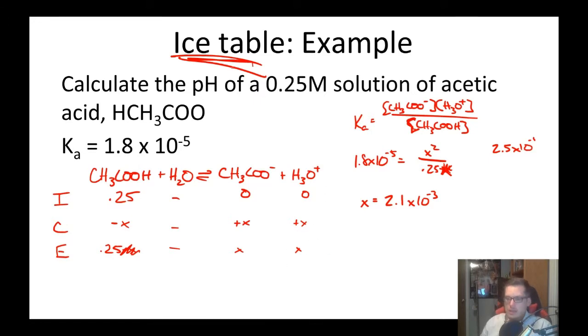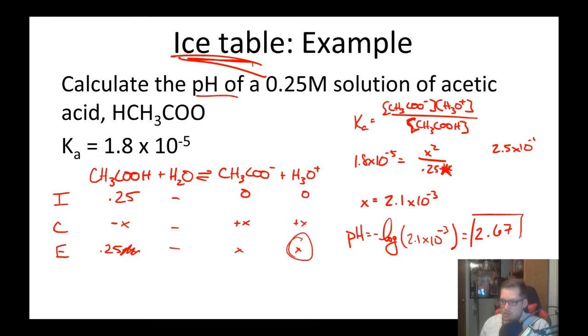And then it asked us, what's the pH of this solution? Well, remember, pH is equal to the negative log of the concentration of hydronium. Our concentration of hydronium is that x value, so we'll just take the negative log of 2.1 times 10 to the minus 3rd. We take the negative log of our answer, and we get 2.67. Remember, with pH, the sig figs start after the decimal point.